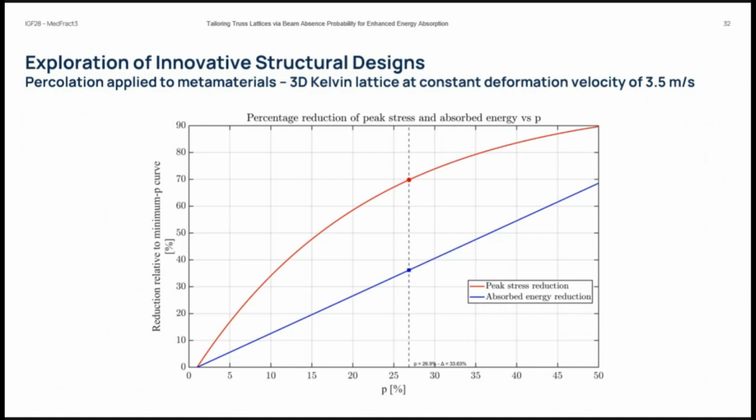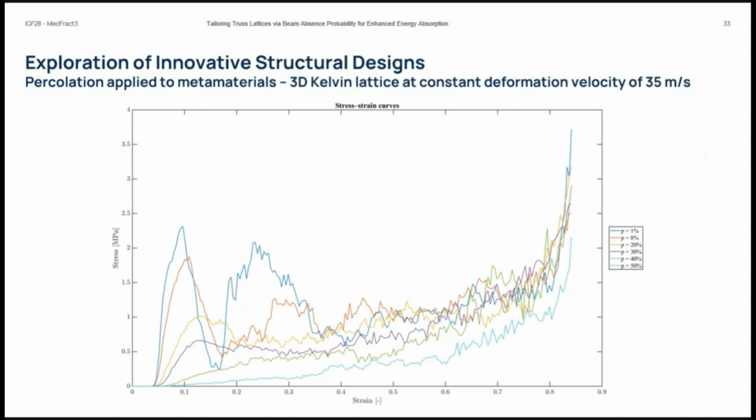And if you look at the simulations, now with 35 meters per second, so 10 times faster, again, you see there's two peaks, and both peaks get reduced. And if you look now at the yellow curve, you will see that basically there is this light peak here, but it's basically plateau and then densification. So we got rid of the peak stress.